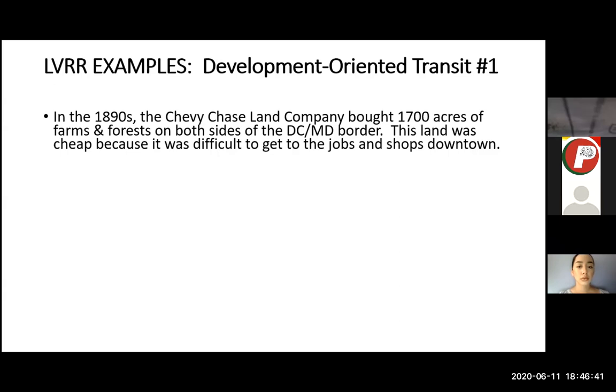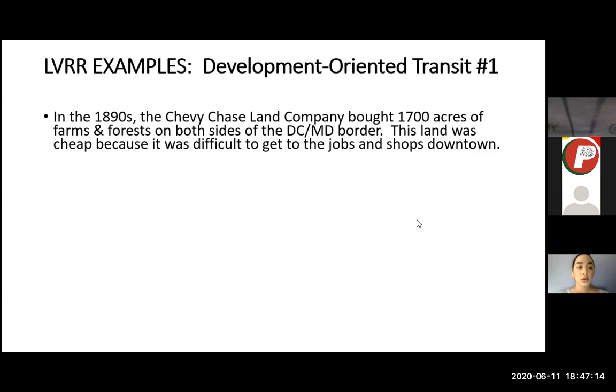So in the 1890s, the Chevy Chase Land Company bought 1,700 acres of land on the northwest side of the District of Columbia, right along the border with DC and Maryland. And this land was on both sides of the border. This land was very cheap. It was all farm and forest land. And it was cheap because it was difficult to get to the jobs and the shops that were in downtown Washington.